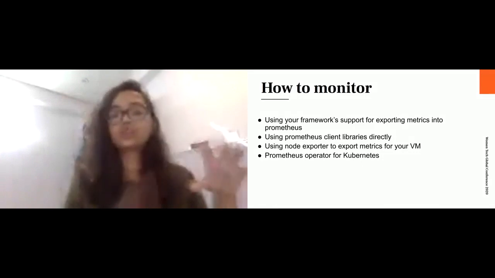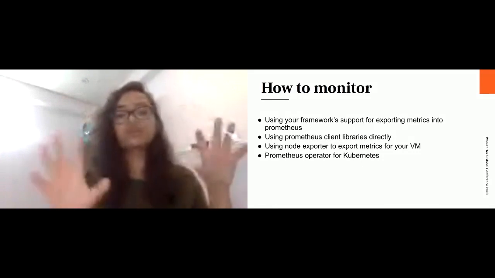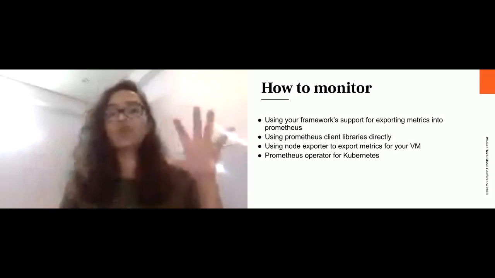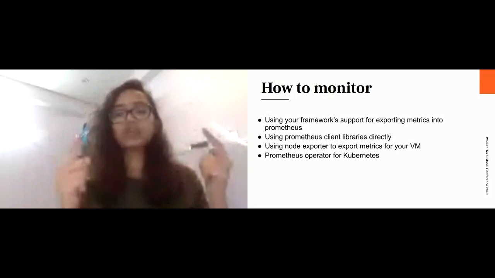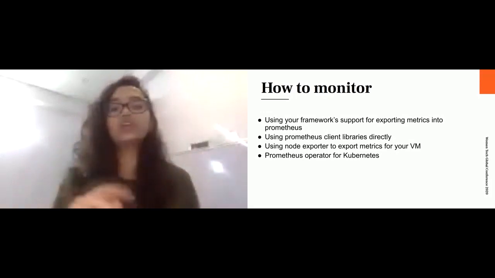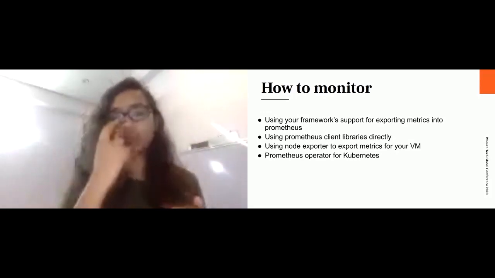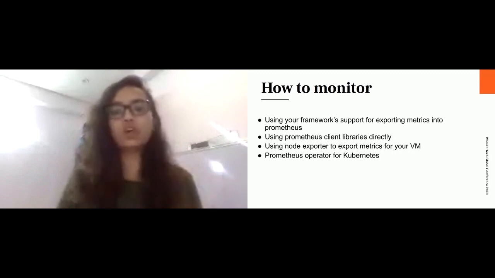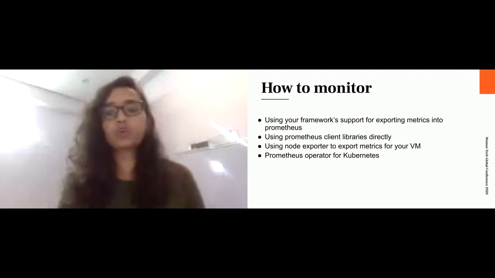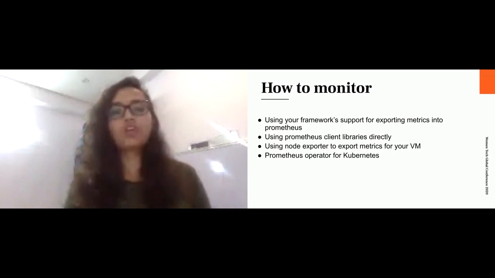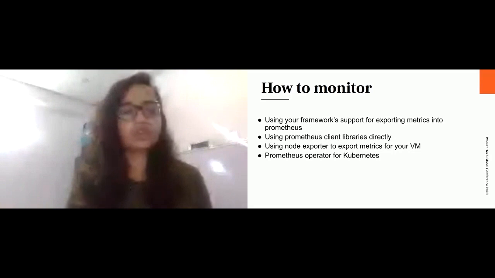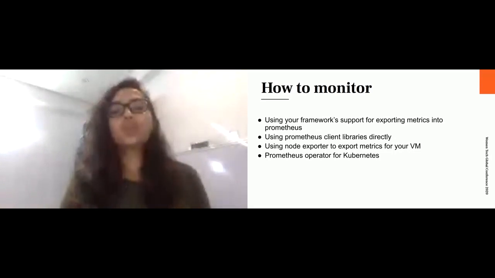Now this is our application, and we want to export the metrics which we want to observe into Prometheus. There should be some connection between these two things, so you can use the framework support. For example, frameworks like Spring Boot and Django support exporting metrics into Prometheus, either out of the box or using some extension. Like in Spring Boot, you have the JMX exporter.